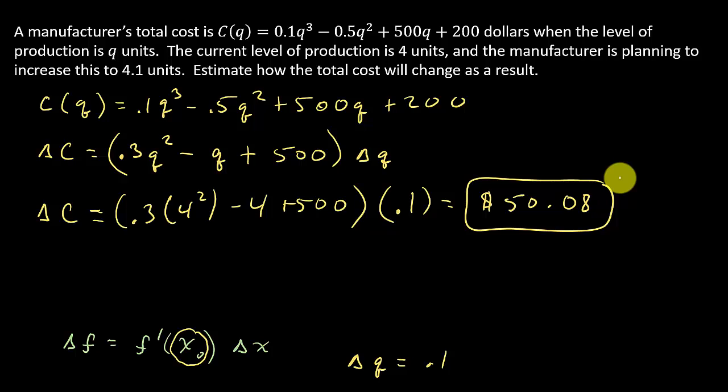If you're not going up by 1 unit, your increment is something other than 1. In this case, it was 0.1.